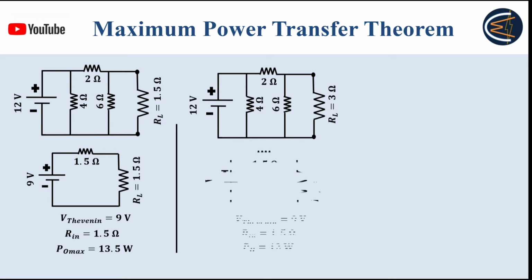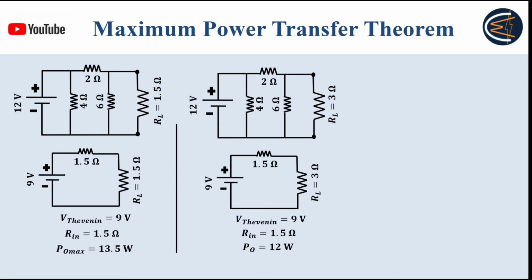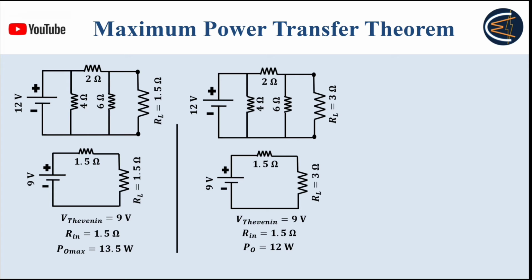If I talk about the second circuit, as you can see here, all are the same, the only different thing is the load resistance. Here the load resistance is not the same as the internal resistance, hence you will not get the maximum power. So from here you can also see when your condition is satisfied, you get the maximum power transfer, okay.